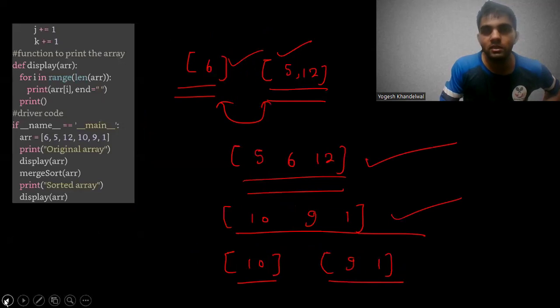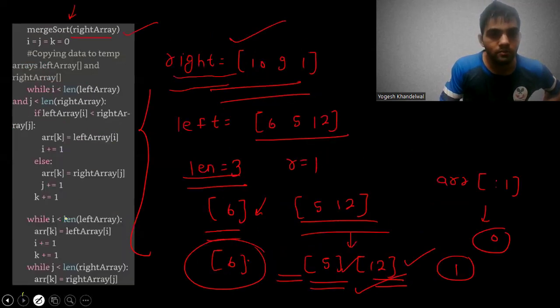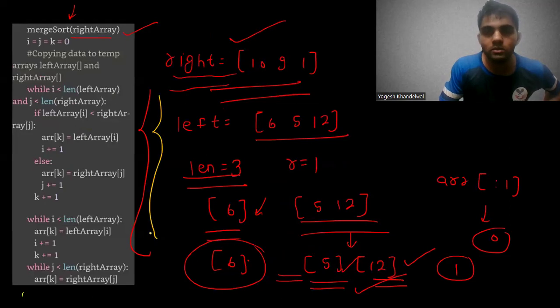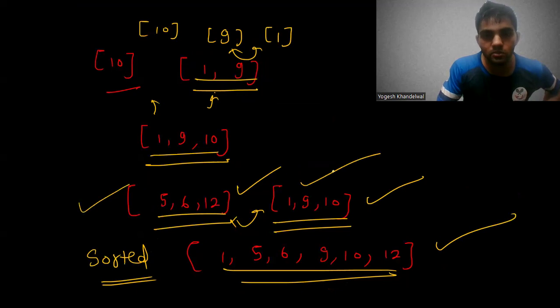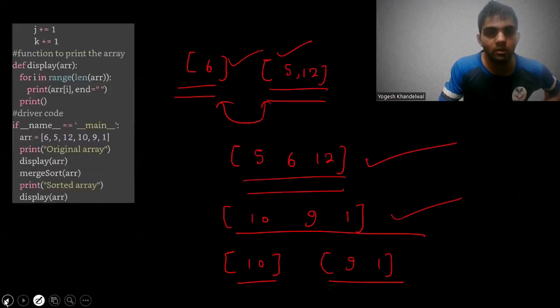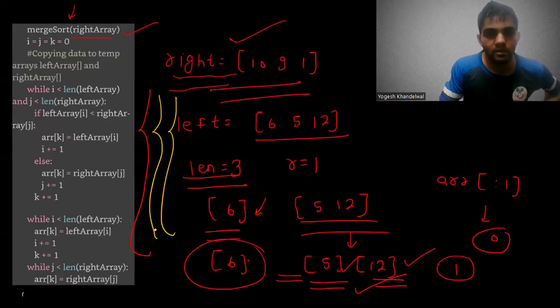So first it is division and then conquering. This part of the code is only for sorting the different lists, like how this and this are sorted, combining the two lists in a sorted manner. Like this is sorted, this is also sorted, so how these two are combined to form this is this part of the code. We can also see its implementation step by step. So let's see that.